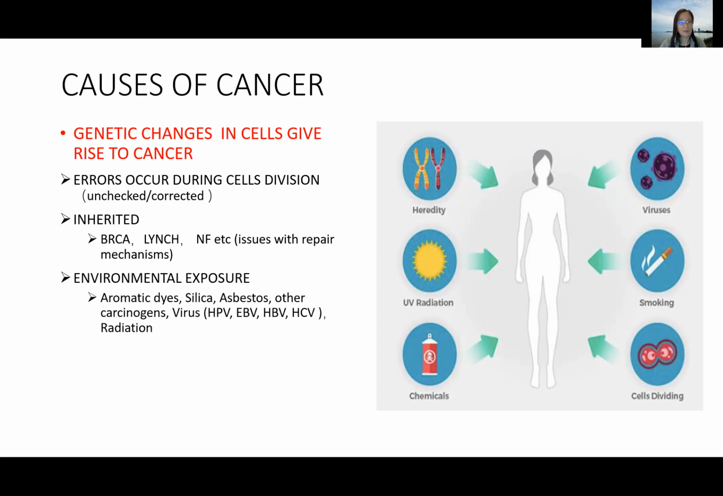Some of the environmental exposures can trigger cancer forming or induce mutation. Things like aromatic dyes can induce things like bladder cancers, silica, asbestos. Asbestos was used a lot in the 60s and 70s for ceiling building. So when construction workers, for example, take down buildings, they are exposed to asbestos, and especially when coupled with smoking, they are at 20 to 30 times higher chance of getting mesothelioma, which is a type of cancer of the lung linings.